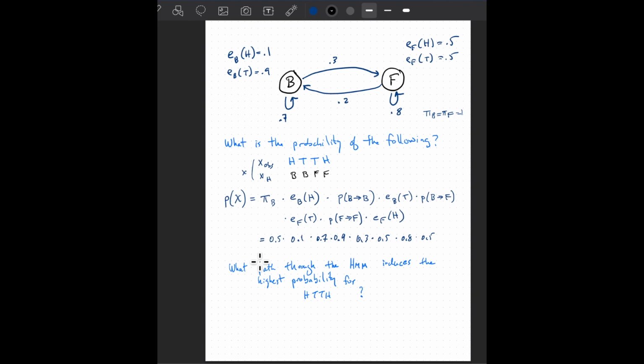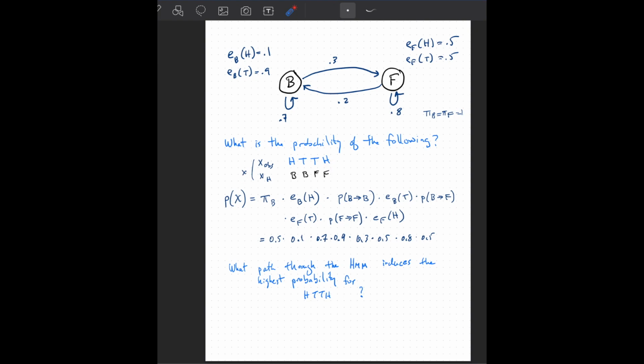We can ask the question, what is the probability of an observed set of heads and tails, knowing what the states were? So if the dealer tells you that she was using the biased coin for the first two tosses and then the fair coin for the second two, and you publicly observe heads, tails, tails, heads, we can calculate the probability quite easily from that.